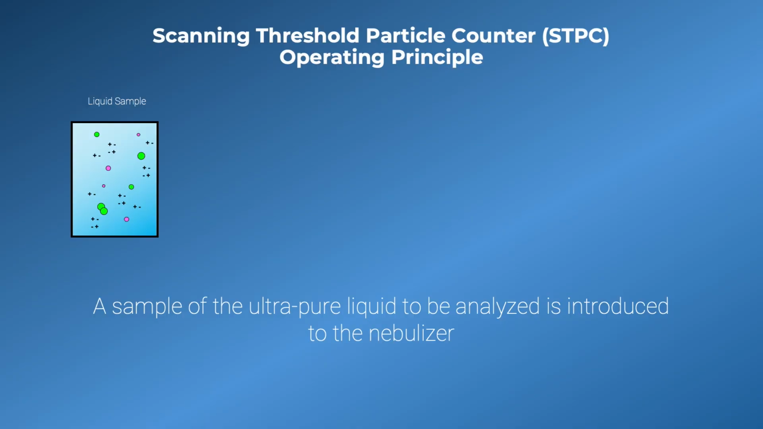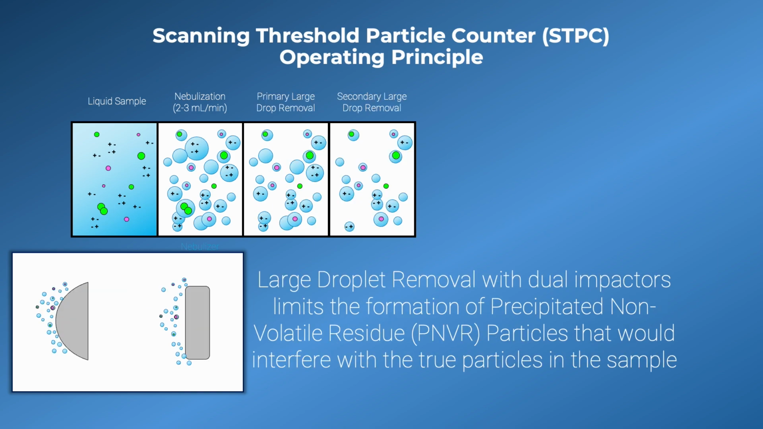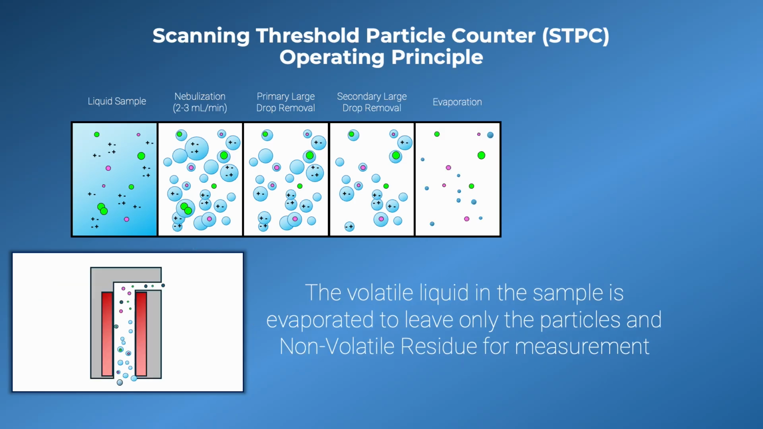Here's a step-by-step description of how this is done. Step 1. Nebulization. A small sample of ultra-pure liquid is introduced into the nebulizer, where it's converted into a fine mist of microdroplets, just 2 to 3 milliliters per minute. Step 2. Large droplet removal. Dual impactors remove oversized droplets that could contain multiple particles or large non-volatile residue particles, ensuring that only representative fine droplets continue forward.